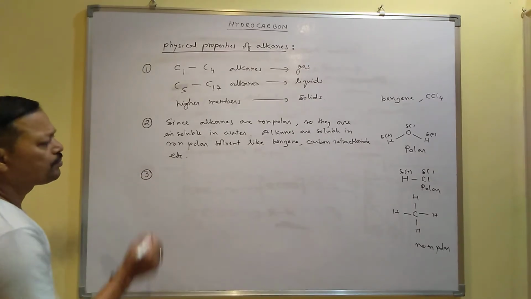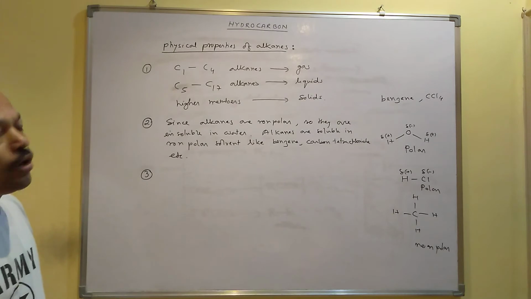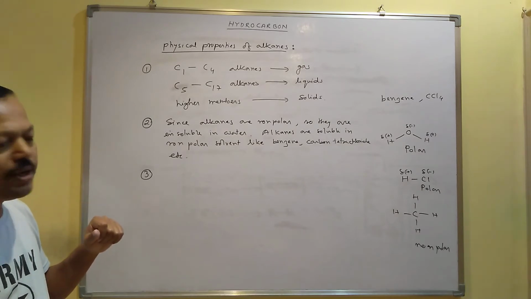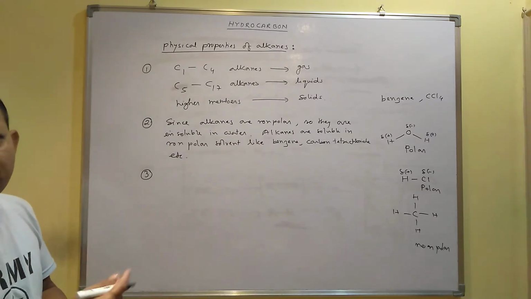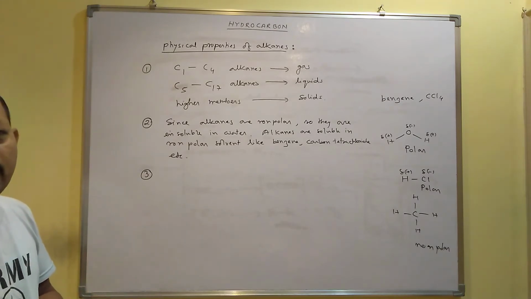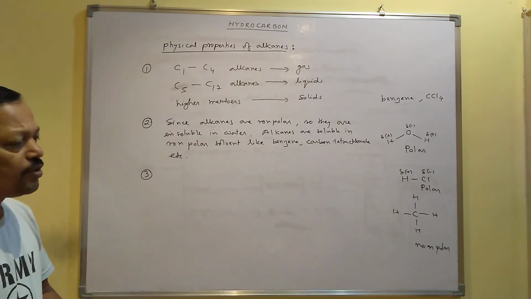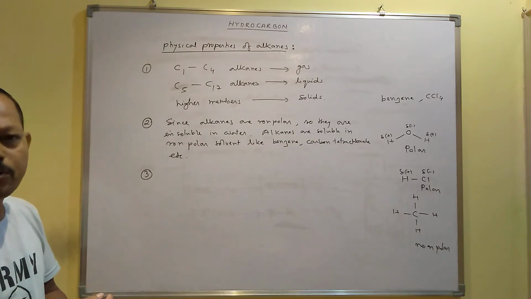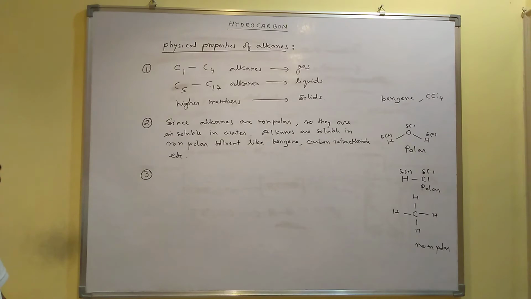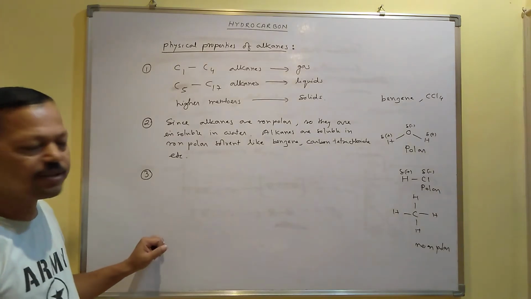Number 3, what about the boiling point of alkanes? If you want to compare the alkane boiling point with some other compound like alcohol, or some other compound like aldehyde or ketone, then normally alkanes have a lower boiling point than alcohol. And why do alkanes have a lower boiling point? Due to their non-polar character.